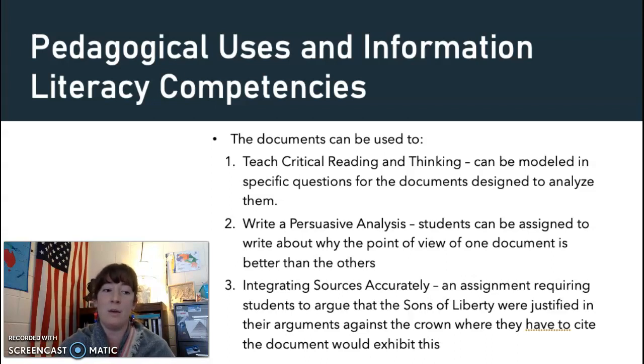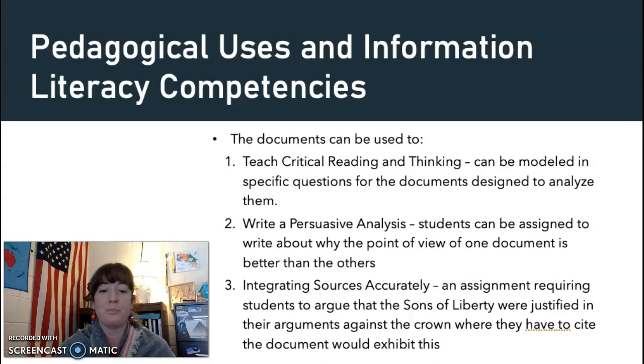The second information literacy competency was to write a persuasive analysis. And for this one, I would say that students could be assigned to write about a specific point of view and argue that one point of view in these documents was better than another, and to use those documents to support their arguments. Which really overlaps with competency 3, which was integrating sources accurately. So for instance, I might have an assignment where the students are required to argue that the Sons of Liberty were justified in their arguments against the Crown, and they would have to cite the documents to back up their claim.